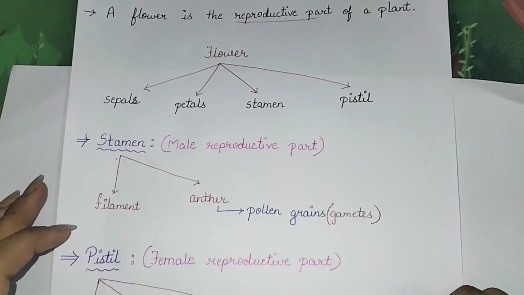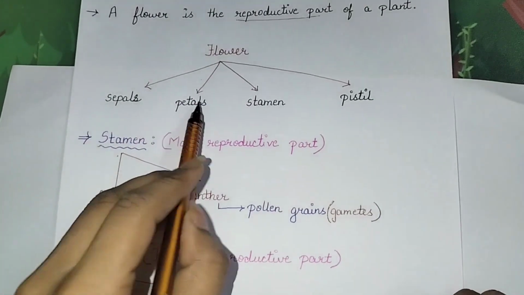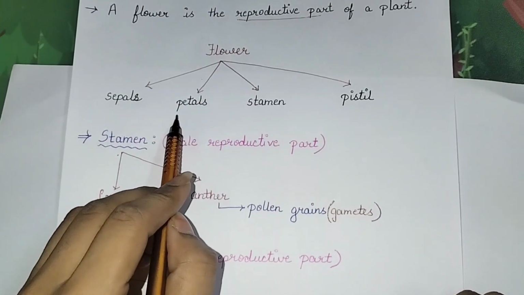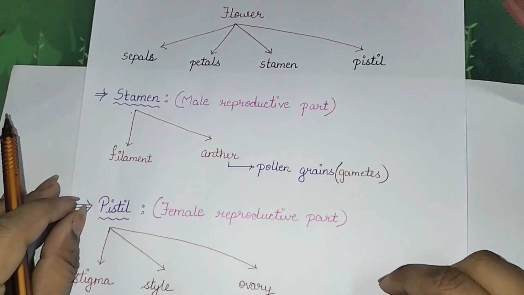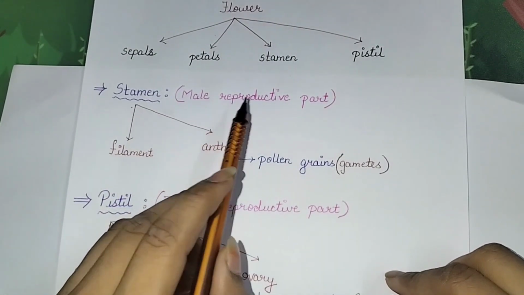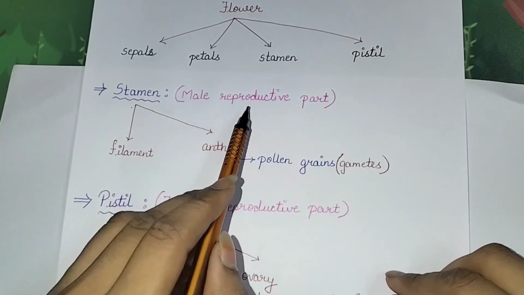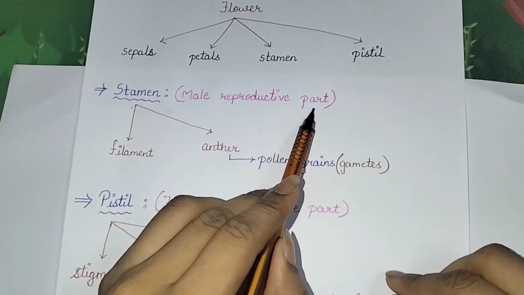Sepals are the greenish colored part. Petals are the colorful part. Okay? So stamen. What do you mean by stamen? Stamen is a male reproductive part. Stamen is a male reproductive part of a flower.